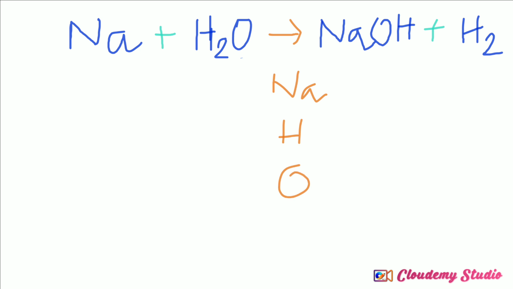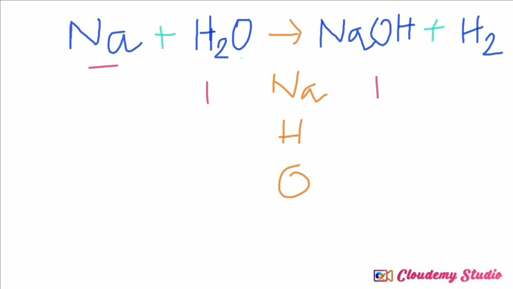Now sodium at the left hand side, how many atoms are there that we can list out? Only one atom. Therefore we can write 1 near sodium at the left hand side. How many sodium atoms at the product side? Here also in NaOH, sodium is present only once. So we can write only one time.